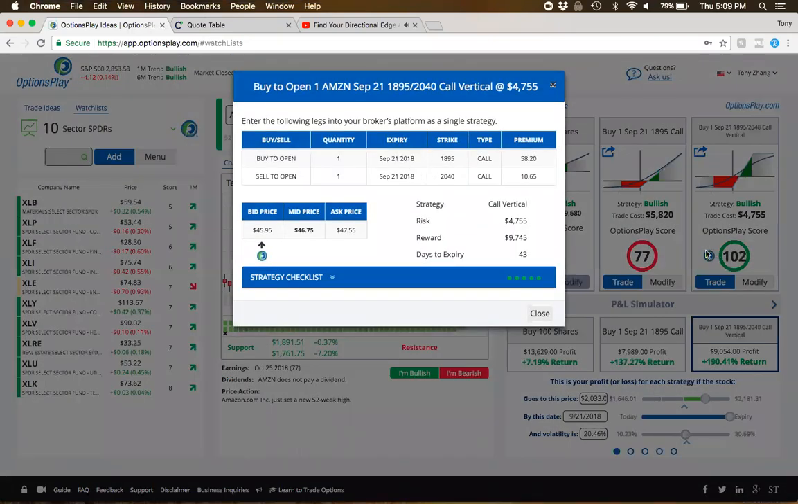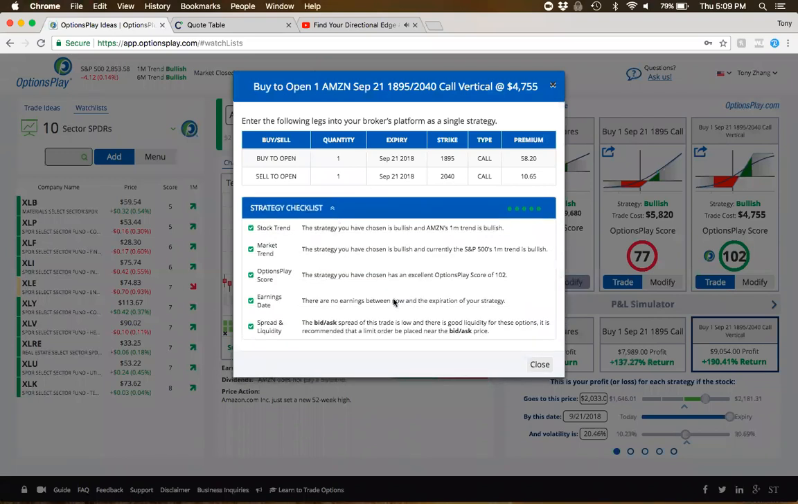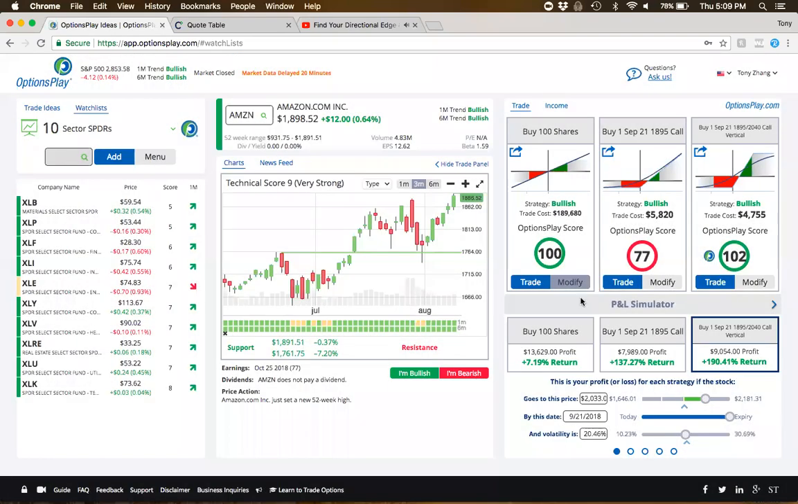As you can see on Amazon, this trade had an options play logo next to the 102 score. That just means that every single thing on the strategy checklist was green. That's when you get the options play score. So everything is lining up. You're trading with the trend of the stock, trading with the trend of the market. You have a good options play score. There's no earnings coming up, and it's very liquid options. So that's when you get that options play score.